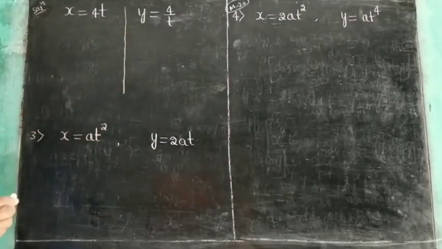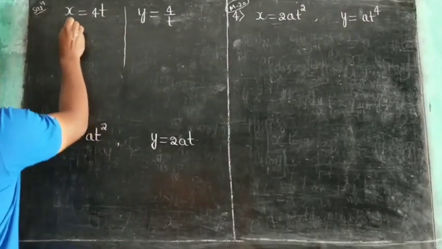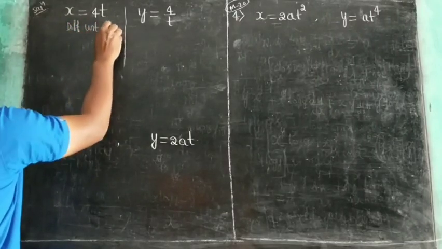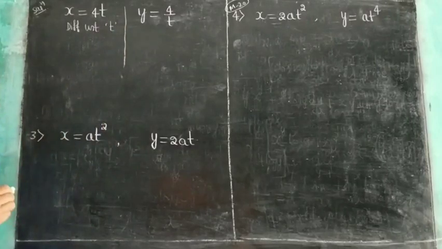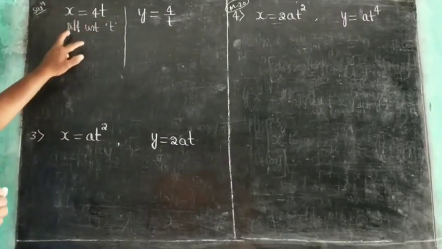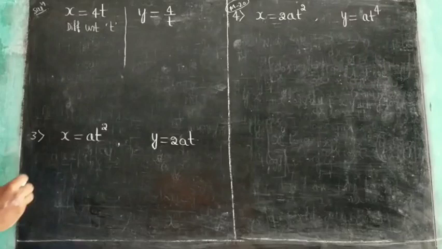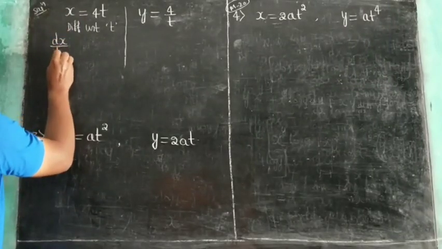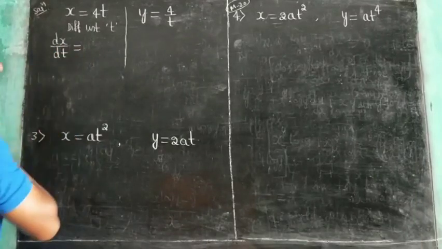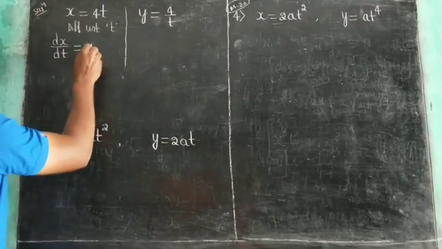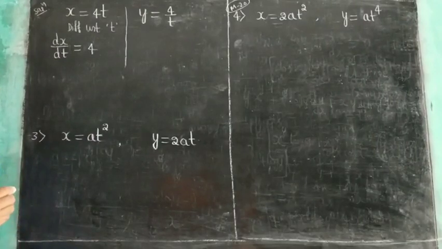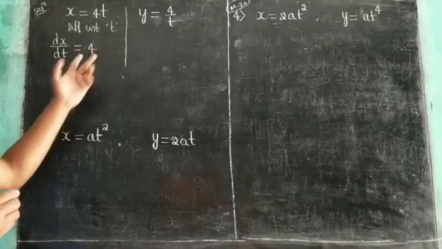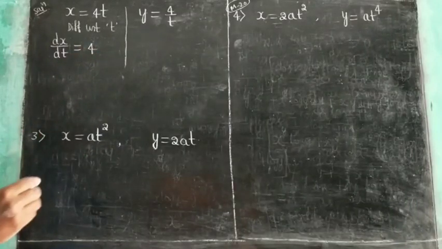and make one line between them. And also y is equal to 4 by t. And then differentiate with respect to t, because the parameter is t. What is the derivative of x? dx divided by dt is equal to, here 4 is a constant. The derivative of t with respect to t is 1. So 4 into 1 is nothing but 4.